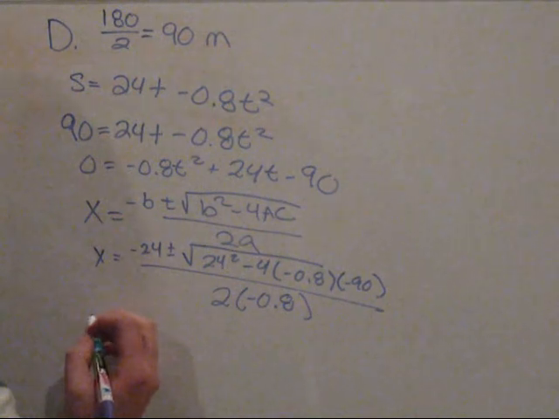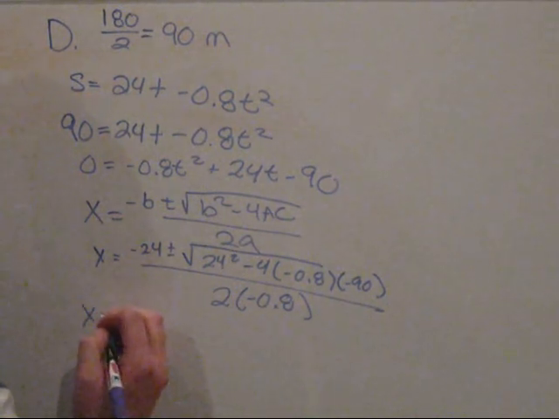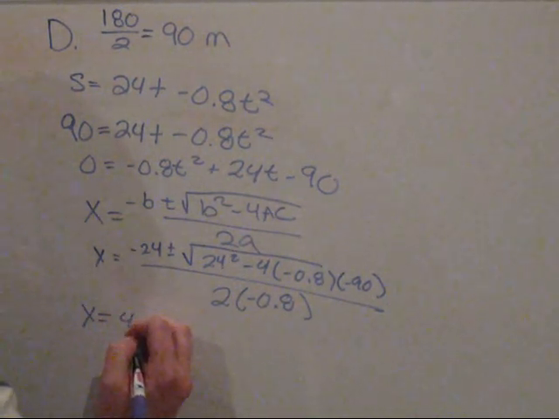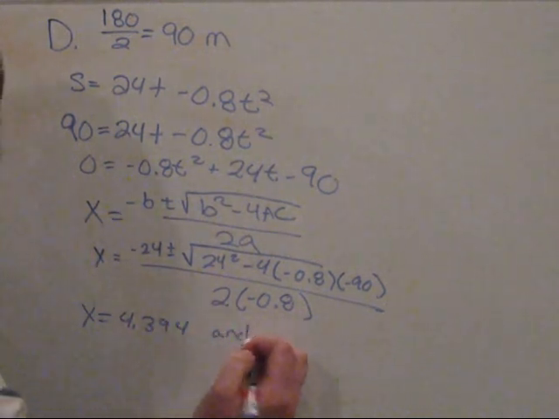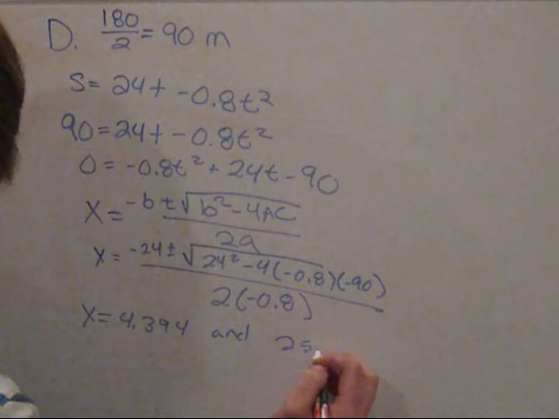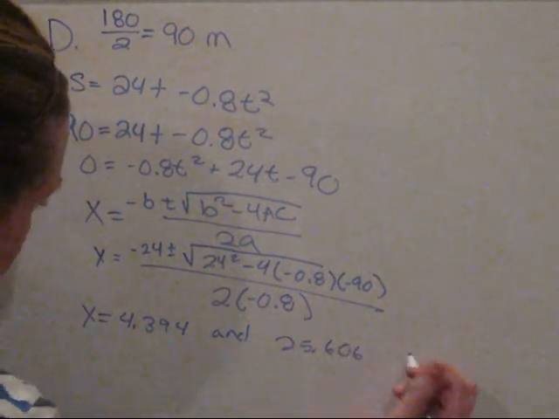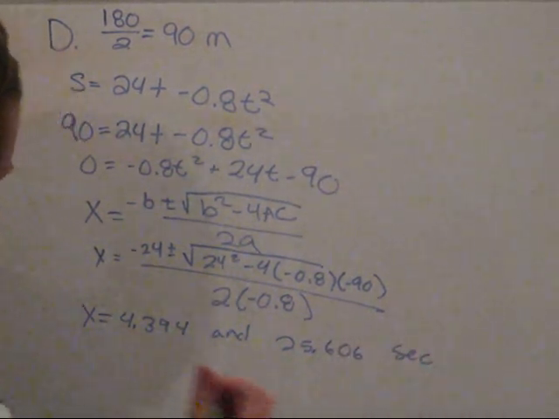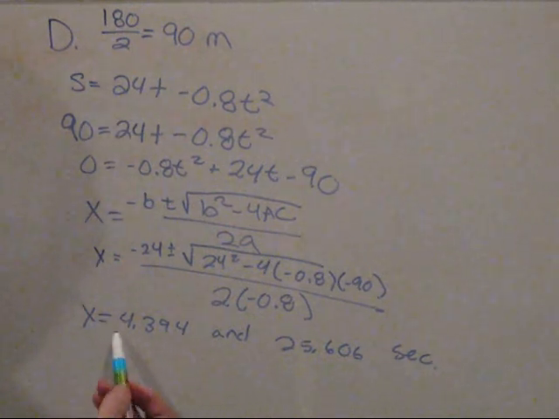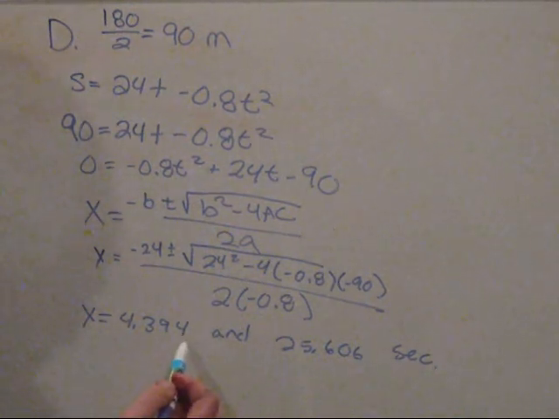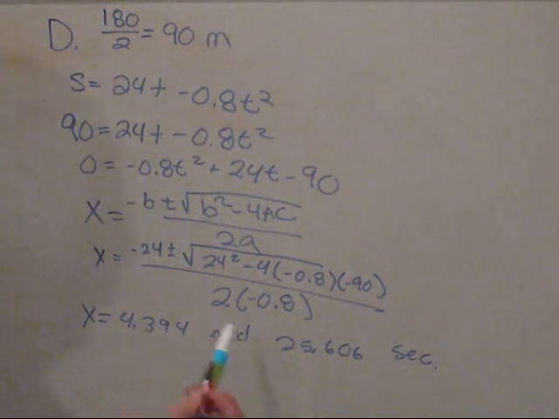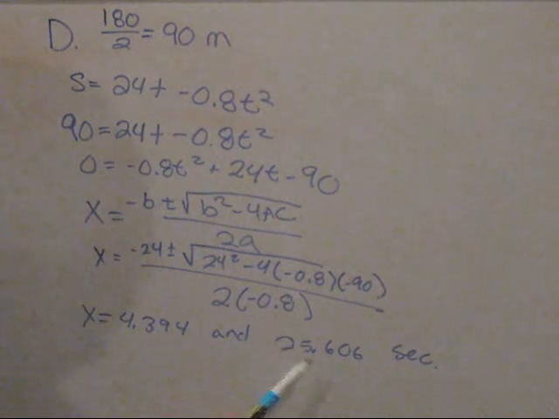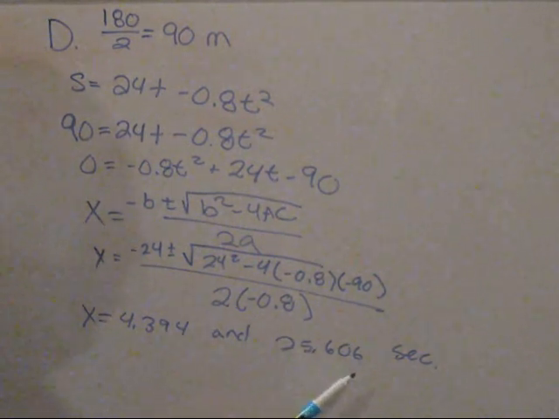If you solve this, we get x values of x equals 4.394 and 25.606 seconds. This means that on the way up, the rock reaches half of its maximum height at 4.394 seconds, and on the way down at 25.606 seconds, it's halfway down.